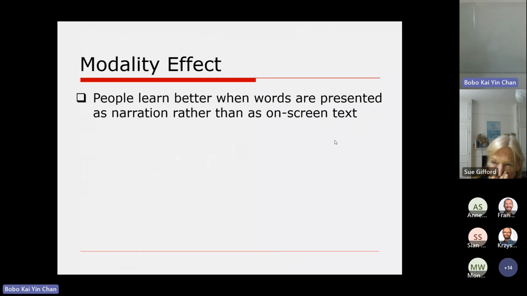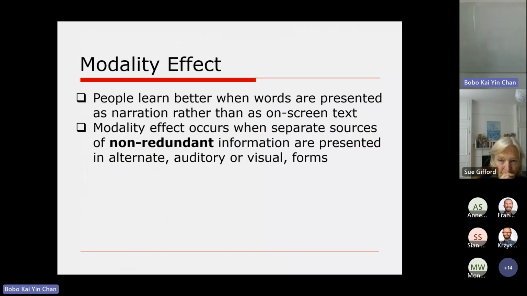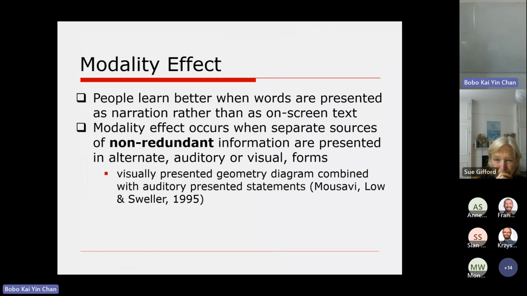So that was the modality effect that was established by Richard Mayer's research a long time ago. It showed that the modality effect took place only when the sources of information are non-redundant. When they are redundant, just eliminate redundant sources and use one. But if they're non-redundant, then it's better to present in different forms.